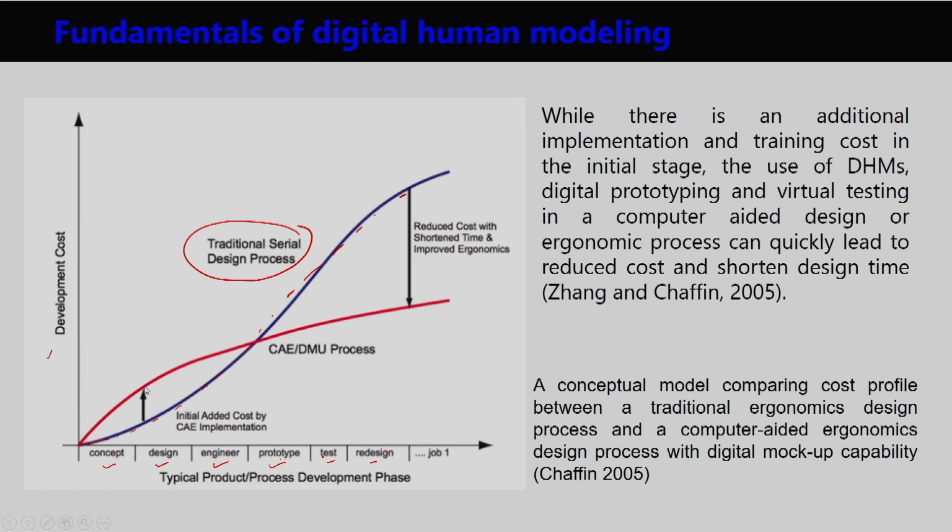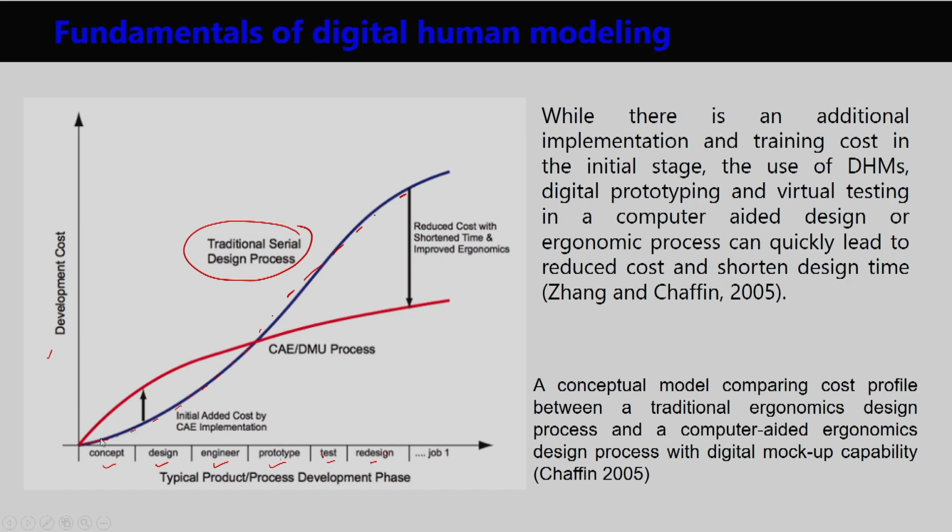So, comparing this blue curve and the red curve, we can understand that during the initial phases the cost for the digital human modeling based approach is higher than the traditional approach, because we have to develop the infrastructure for high end computers, purchase the CAD software, install it, and training is required. But once the setup is ready and concept development design is starting, then we can go for digital prototype mock-up development, testing, and redesign. For that purpose no extra cost is involved.